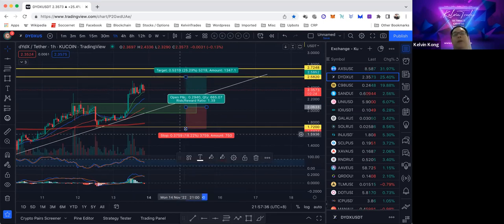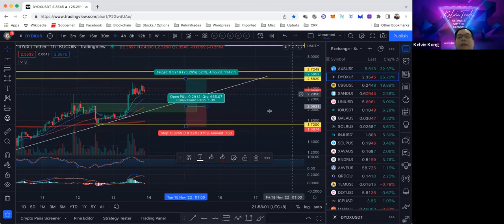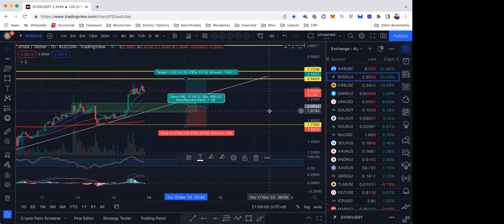Okay, if the stop loss is so high, that means your position size cannot be too big if you want to maintain your 5% rule. Okay, remember the 5% rule. You can't lose more than 5% of your account size on this trade. Like that, then very hard.